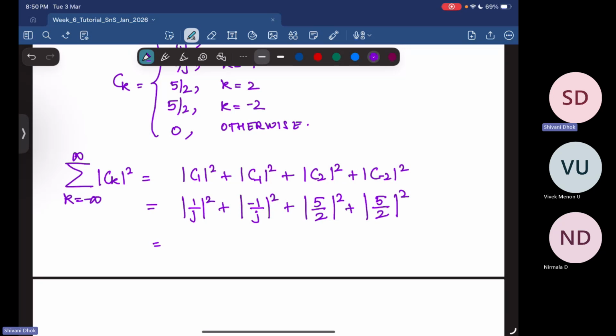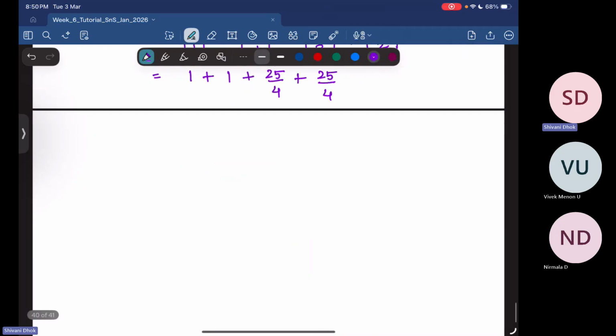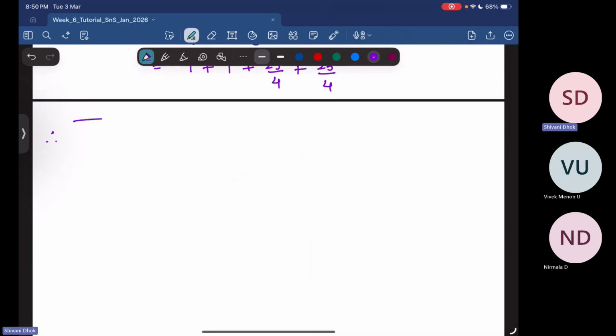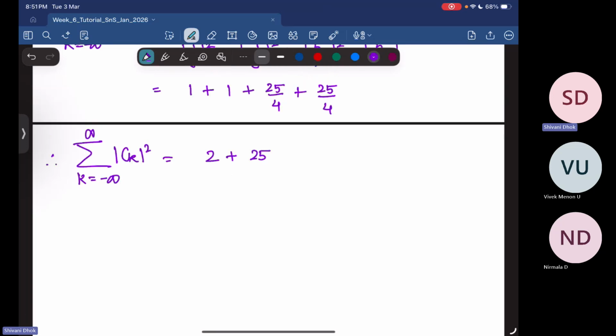So magnitude of this is 1, so 1 square is 1. Plus you have minus 1 by j, its magnitude also 1, so this is again 1. Then you have 5 by 2 square, so this is 25 by 4 plus 25 by 4. Therefore, summation k running from minus infinity to infinity, magnitude of Ck square comes out to be equal to 2 plus 25 by 2. This comes out to be equal to 29 by 2.